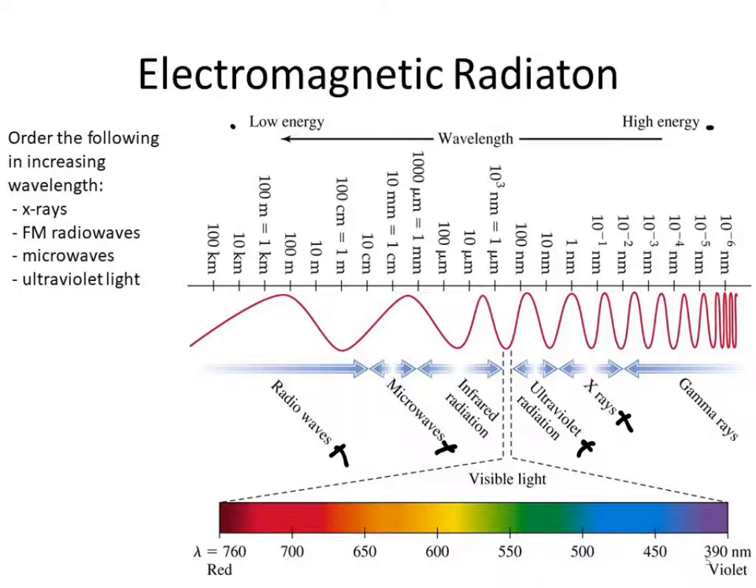So if we wanted to order them in increasing wavelength from smallest to largest, our first would be X-rays, that's our smallest. Then our next one is our UV radiation, or ultraviolet light. Then is our microwaves, and then is our FM radio waves.